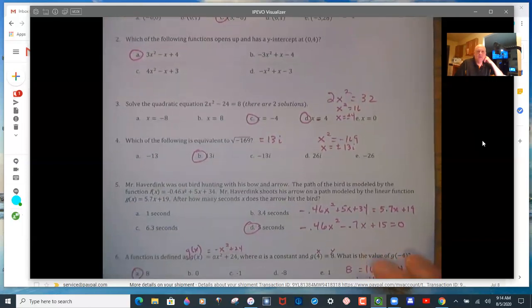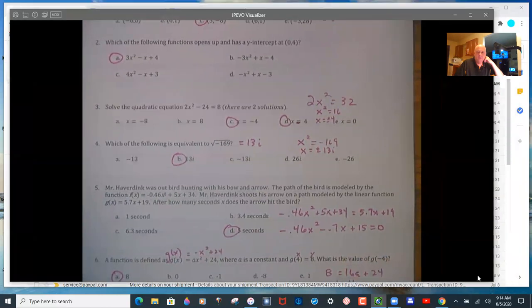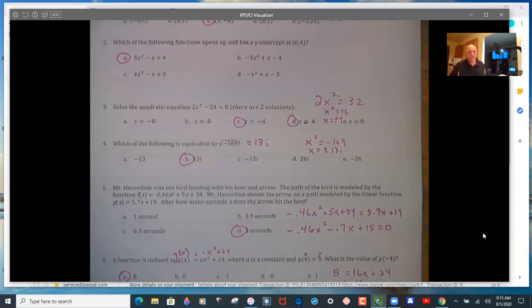Number 2, which of the following functions opens up and has a y-intercept at 0, 4? Well, all you need to do is find the y-intercept. So the y-intercept on A is 0, 4. All the rest, B is negative 4, C is 3, D is negative 3. So you already found it just by using the y-intercept.